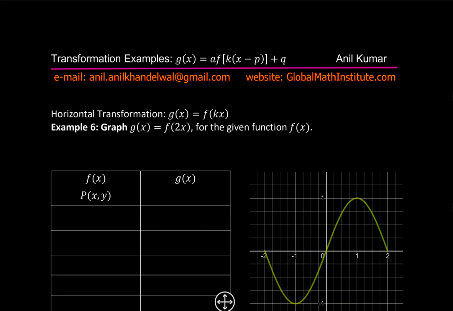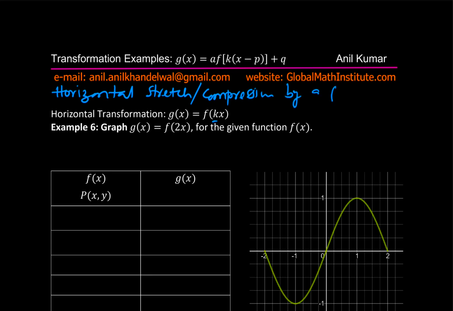Let's take another example now. This time it is a horizontal transformation for a function g of x. Horizontal transformation takes place when the inside value is multiplied by k. So whenever you have a horizontal transformation, in that case, we have a horizontal stretch or compression by a factor of 1 over k. That is very important to understand, right?